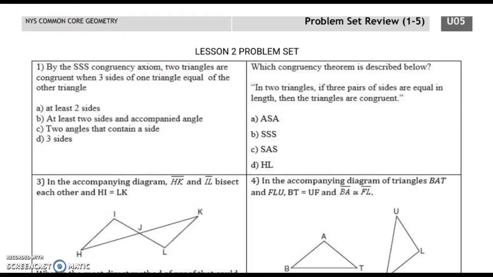Take a look at lesson 2 problem set. I will give you a moment to finish it, and then I'll show you the answers.